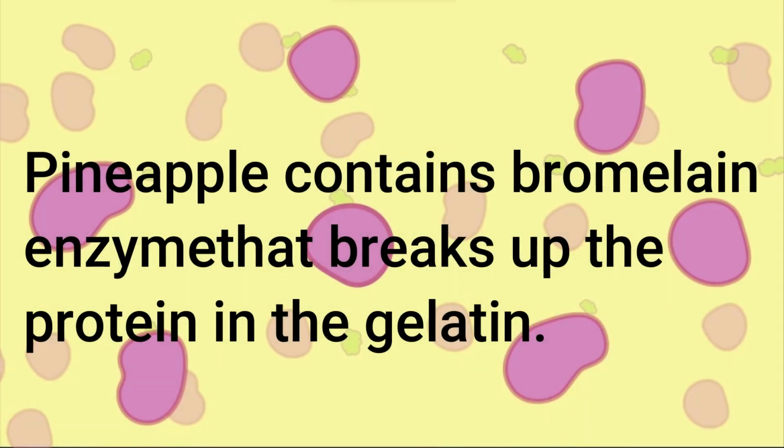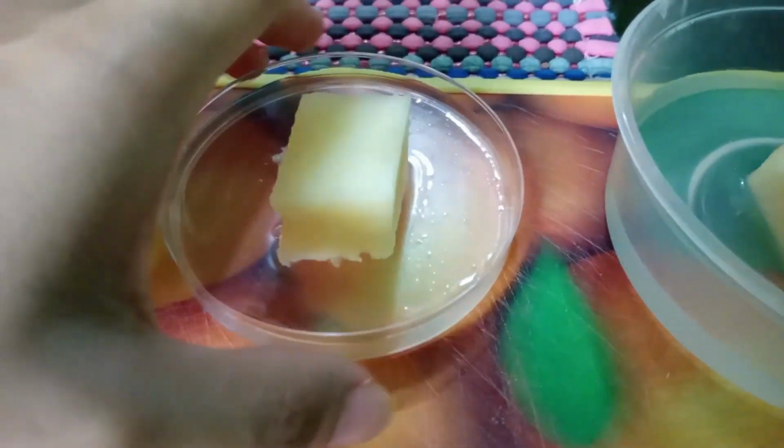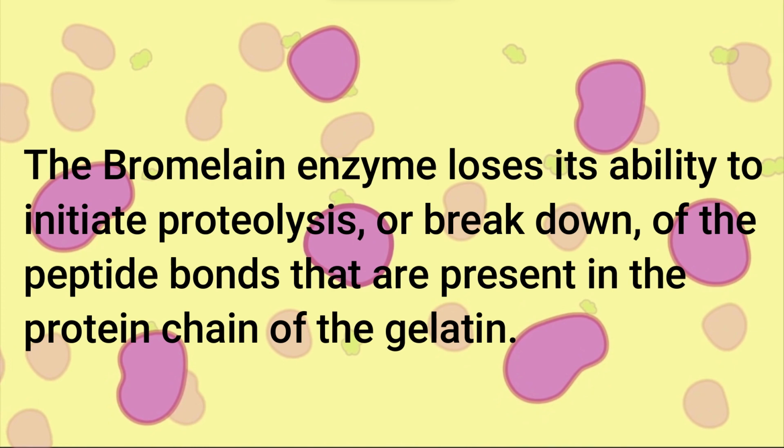Discussion of the results. Pineapple contains bromelain enzyme that breaks up the protein in the gelatin. As shown in the experiment, the fresh pineapple melted the gelatin and stopped its setting, making it watery and squishy. Meanwhile, the gelatin in the heated pineapple was still a solid gel and firm. This observation is due to the inactivated enzyme. The bromelain enzyme loses its ability to initiate proteolysis, or breakdown, of the peptide bonds that are present in the protein chain of the gelatin.